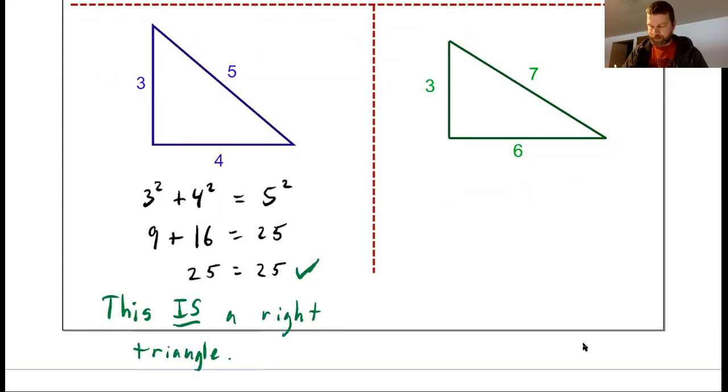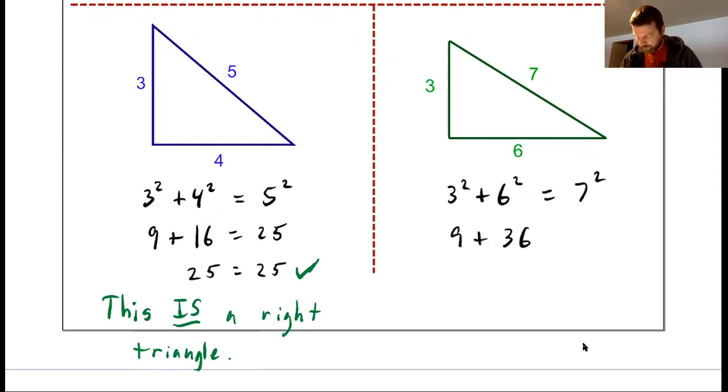The triangle on the right, we can check that one as well. Again, the c is important, that long one has to be on the end. So I can write 3 squared plus 6 squared and see if that's equal to 7 squared. Well, 3 squared is 9, 6 squared is 6 times 6, that's 36. 7 squared is 7 times 7, that's 49. 9 plus 36, that's 45. Oh, 45 is not equal to 49. Since a squared plus b squared does not equal c squared, that is not a right triangle.